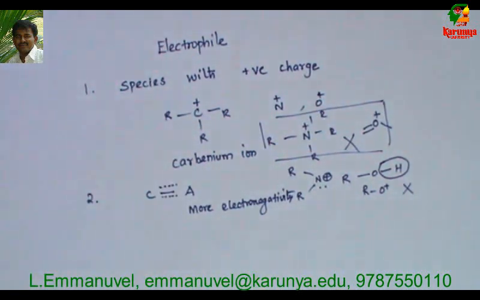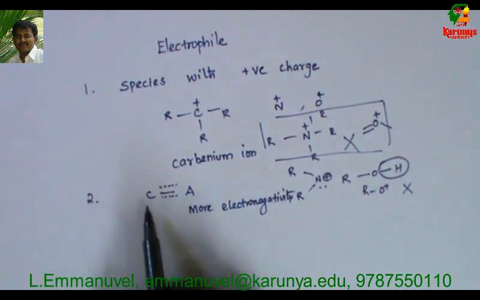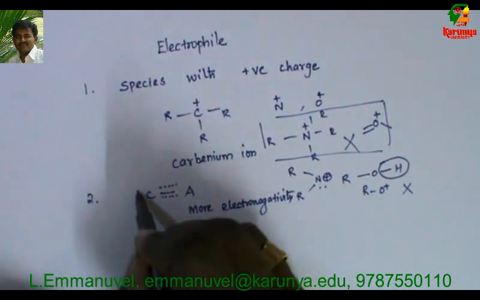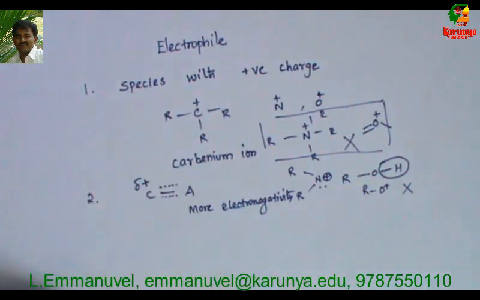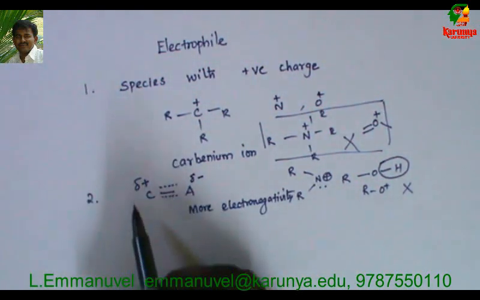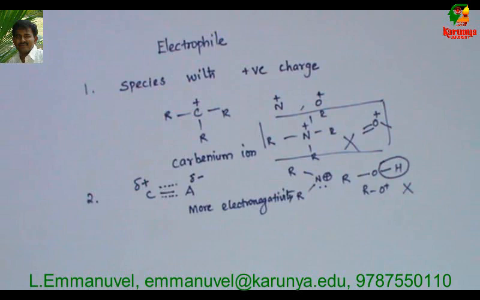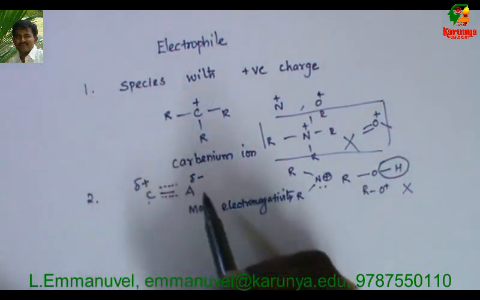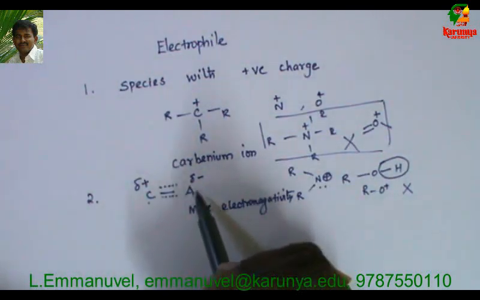If it is attached with the atom which has more electronegativity, then there is positive charge on this carbon and minus charge on this atom. So I have mentioned del plus and del minus because it is not completely polarized. There is partial positive character for this carbon, partial negative character on that atom.